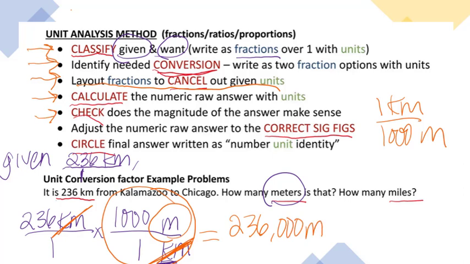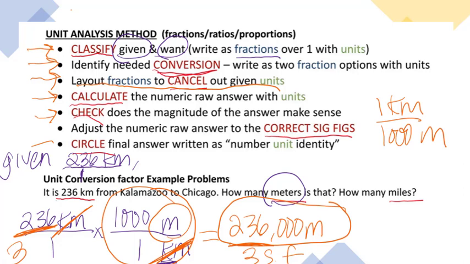We are going to check, does this magnitude make sense? Well, if I have 236 kilometers and there's 1,000 meters in 1 kilometer, yeah, that makes sense. Correct number of sig figs. I started with 3, so I need to end with 3. And those zeros at the end, the trailing zeros, are not significant. So yes, we started with 3, and we're ending with 3 sig figs. And then we're going to circle our final answer.